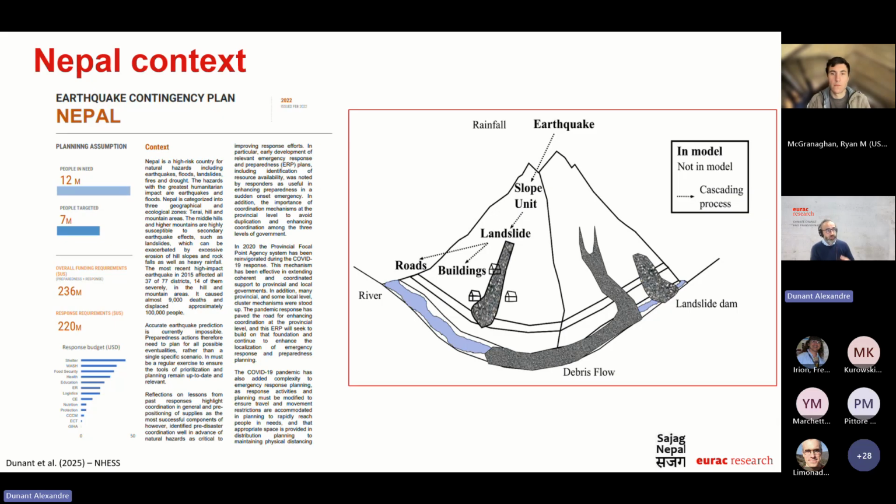So the idea was to look at the earthquake and the follow-up landslides, and what could be the impact on the roads and buildings, and continue doing the research on this graphical approach.